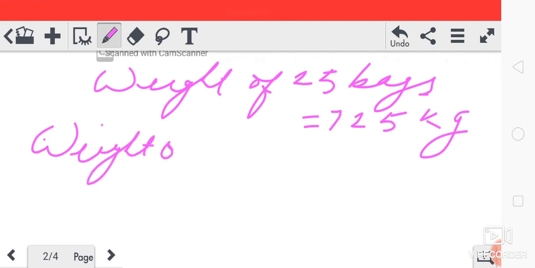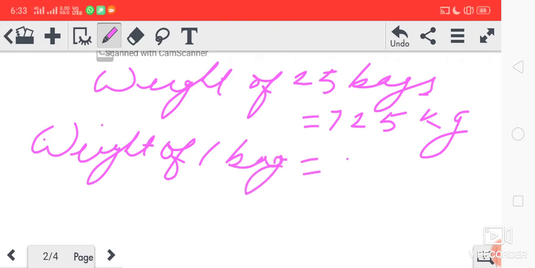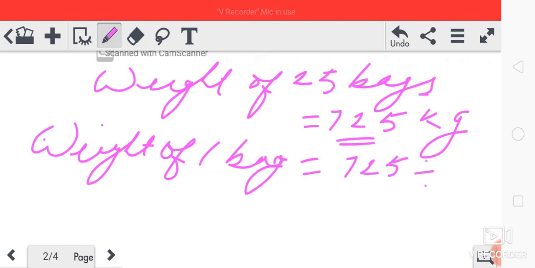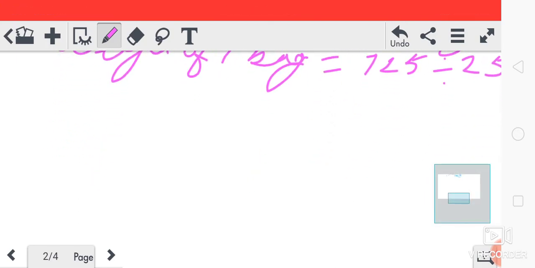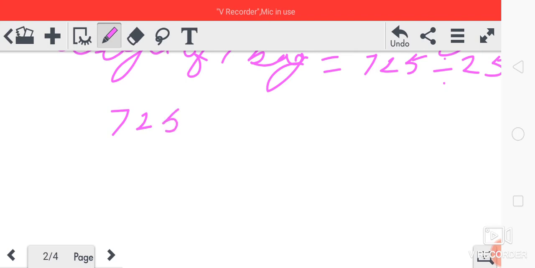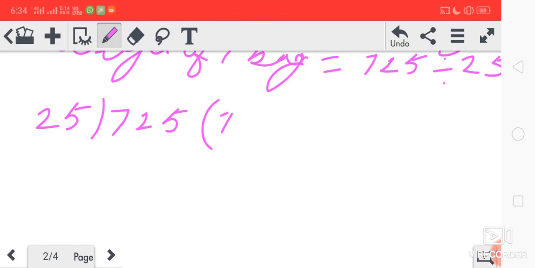Okay. So we have to find first the weight of one bag. How will we get it? 725, total weight divided by number of bags. Number of bags is 25. So 725 divided by 25. Now you divide it. 725 divided by 25. Now 25 one time or two times, we take two times, then we get 50.